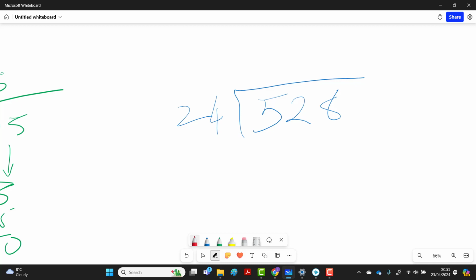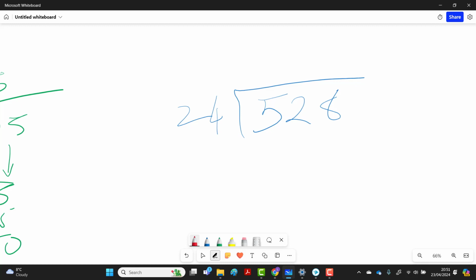You guess how many 24s go into that, and then you see if it works. You times it, you do the long multiplication, see if it works, and if it doesn't, try a number higher or lower based on what you got. So let's give an example. Now we have to do 24. How many 24s go into 5? We know that doesn't go into it, so you join the next number, which is 52. How many 24s go into 52?